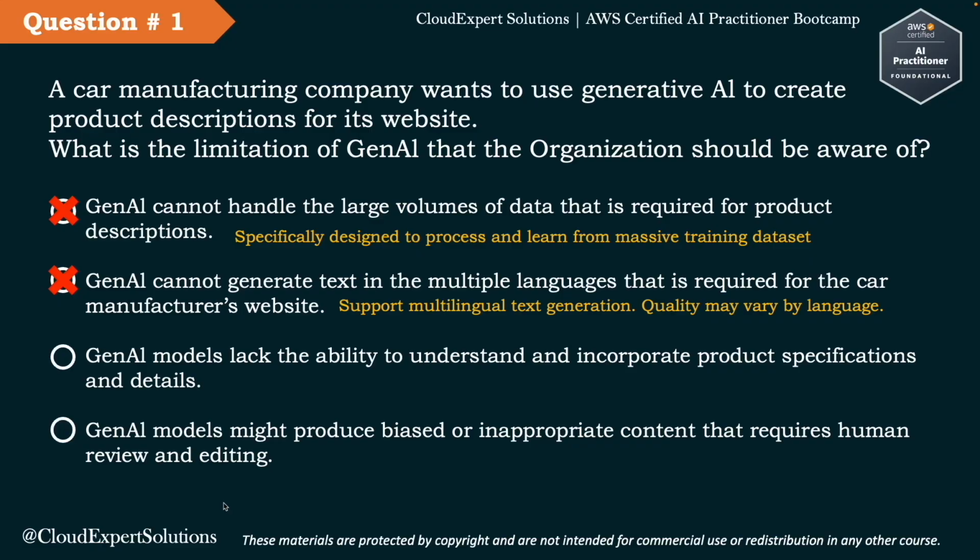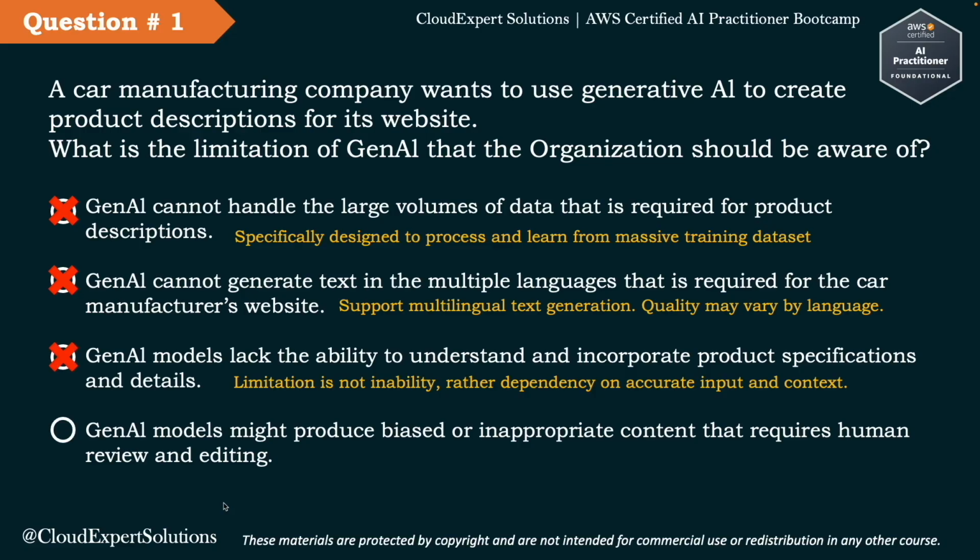Gen AI models lack the ability to understand and incorporate product specifications and details. Gen AI can incorporate structured product details if provided in the prompt. The limitation is not inability, but rather dependency on accurate input and context. That is why option 3 is also not correct.